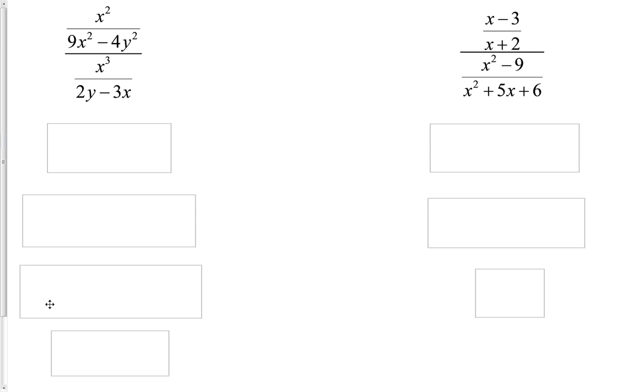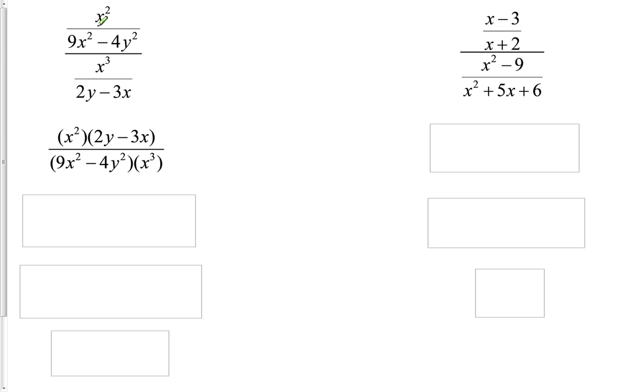So two last examples here. This time the division problems are written a little bit different. They're written as a fraction inside of a bigger fraction. But remember, that's just division. It's just this divided by this second piece. And if we're doing that, all we need to do is flip the second fraction and multiply.